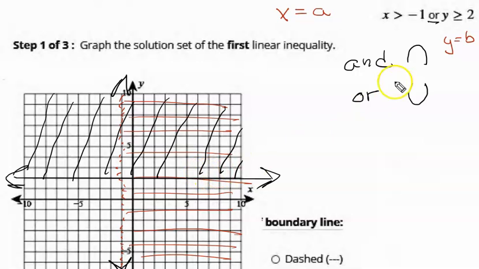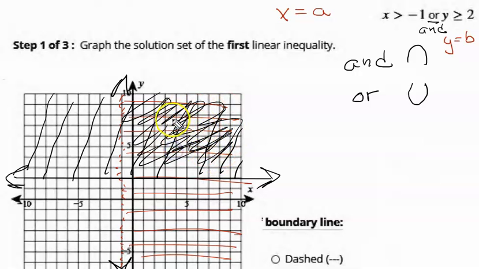And while we're on here, if this were an "and," then the only area would be where the two overlap, which would be up here. Now that's not what they're asking here, but that's a way to follow step by step to end up with the correct result. Okay, let's go on.